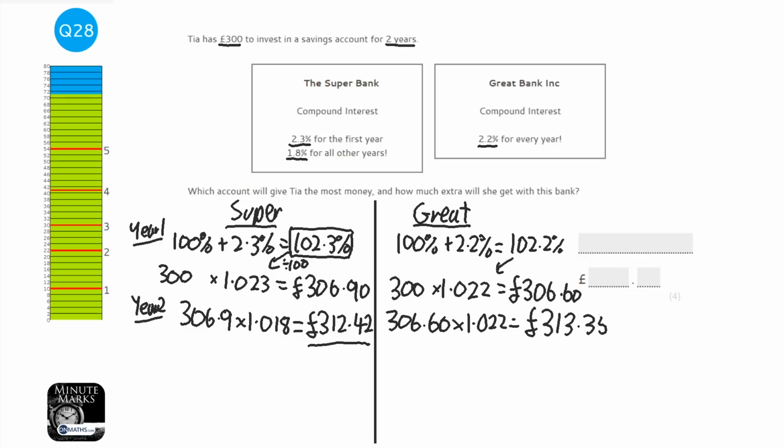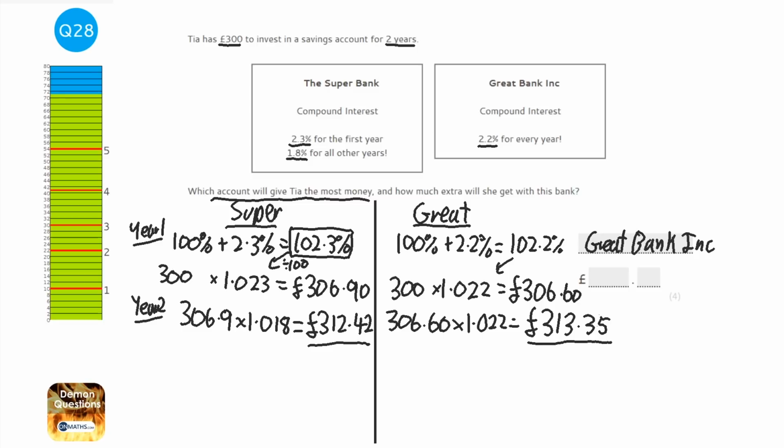Okay, so it says which account will give her the most money? Well, looking at that, it's going to be the Great Bank. And when you're writing down an answer, make sure you write down the full name. Great Bank Inc. And it says by how much. So I'm going to get that by how much. Let's show the examiner what I'm doing.